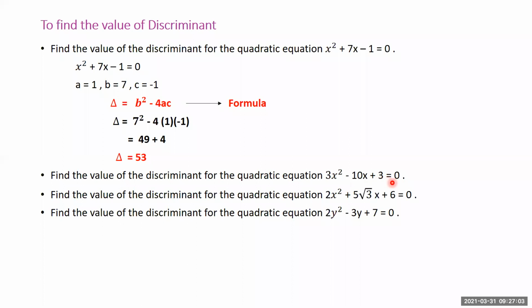Okay, so here I have given children 3 questions. 3x square minus 10x plus 3 equal to 0. 2x square plus 5 root 3x plus 6 equal to 0. See, this is the b value. When you take the square of the b value, this will become a whole number, so you no need to worry about it.